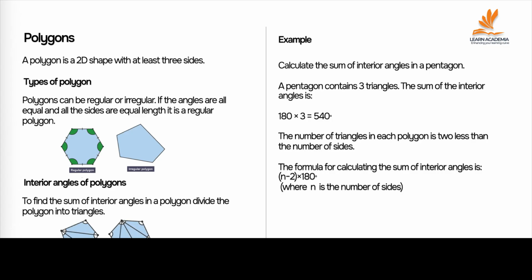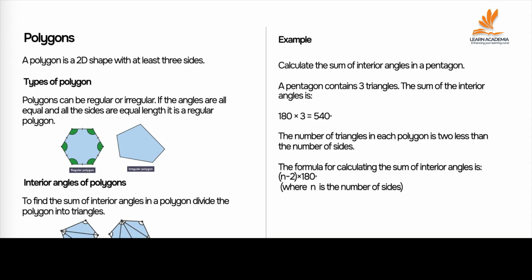Lastly, we have polygons. It says a polygon is a 2D shape with at least three sides. So from three sides up to infinity, we call those shapes polygons. Now we have two types of polygon. We say a polygon could be regular or irregular.